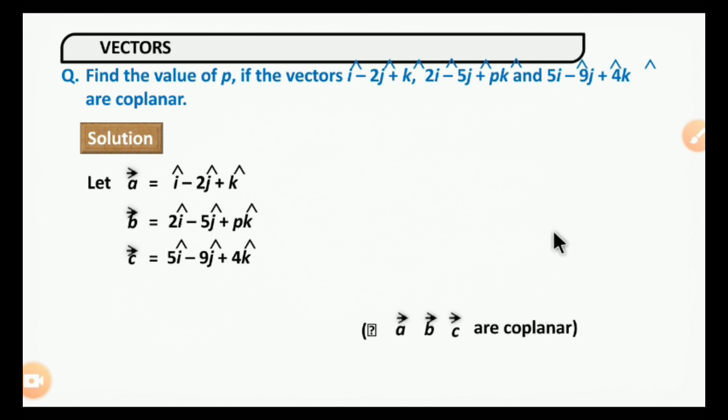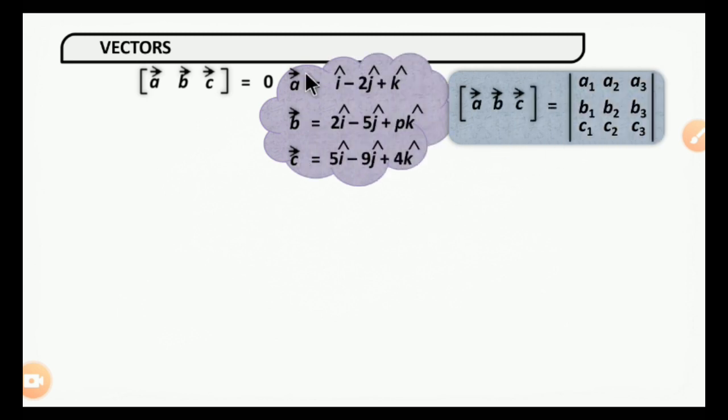Now, I have already told you A, B, C are coplanar, meaning definitely that the box product should be equal to 0. Now I am going to take this statement. Consider the three vectors, and their box product will be in the form of a determinant. Therefore, the box product ABC is the determinant with rows 1, minus 2, 1; 2, minus 5, p; and 5, minus 9, 4. This will be equal to 0 because it is given data, as all three vectors are coplanar.